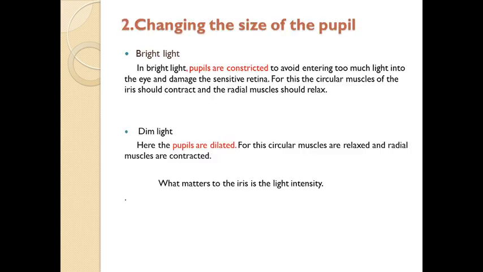Then moving to the second process, changing the size of the pupil. Here, what matters to the size of the pupil or the iris muscles is the light intensity, whether it is bright light or dim light. So in bright light, the pupils are constricted to avoid entering too much light into the eye and damage the sensitive retina. Now for this, circular muscles of the iris should contract and radial muscles should relax. Whereas in dim light, the pupils are dilated. It's the opposite. For this, circular muscles are relaxed and radial muscles are contracted.